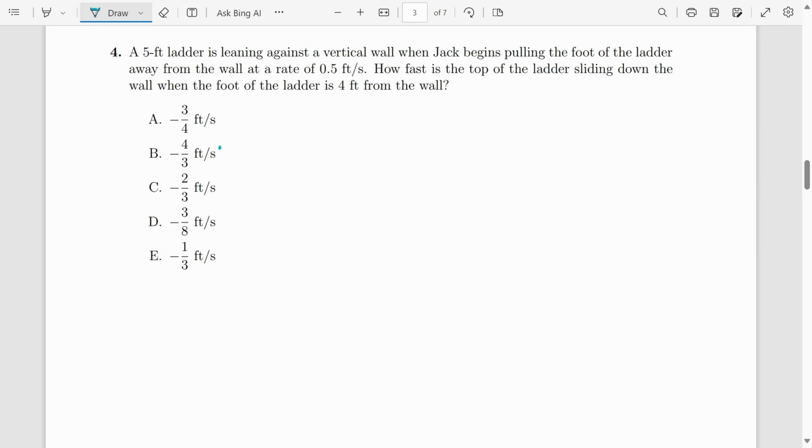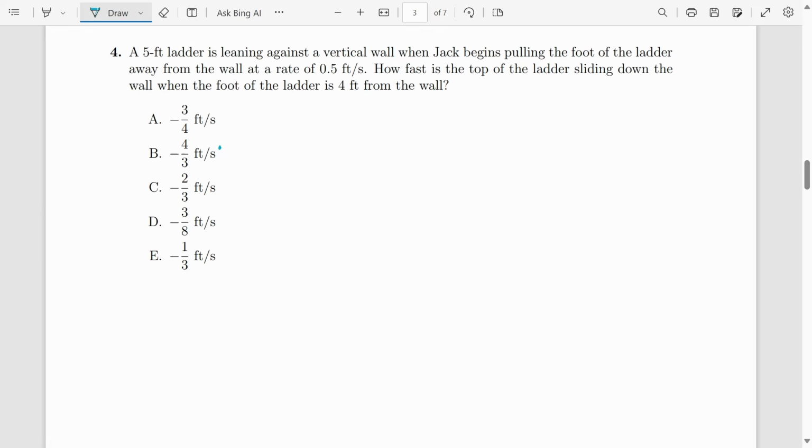Okay, question 4. A 5-foot ladder is leaning against the wall when Jack begins pulling the foot of the ladder away from the wall at a rate of 0.5 feet per second. How fast is the top of the ladder sliding down the wall when the foot of the ladder is 4 feet from the wall? All right, that was a lot of words, and I barely even understood all of them.